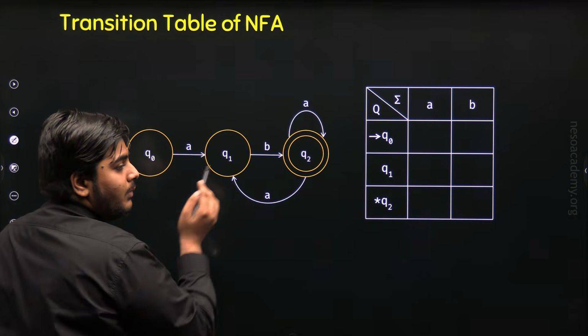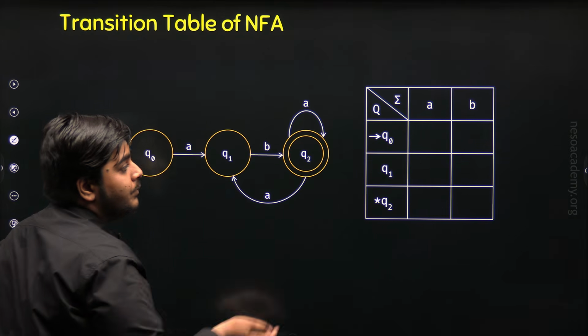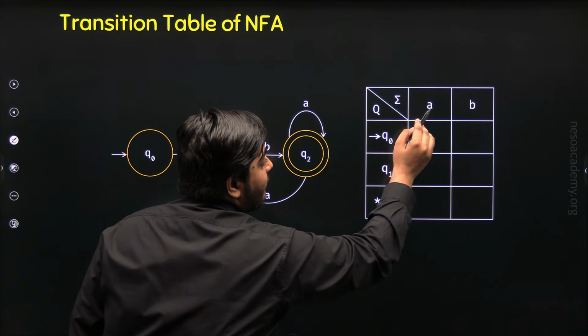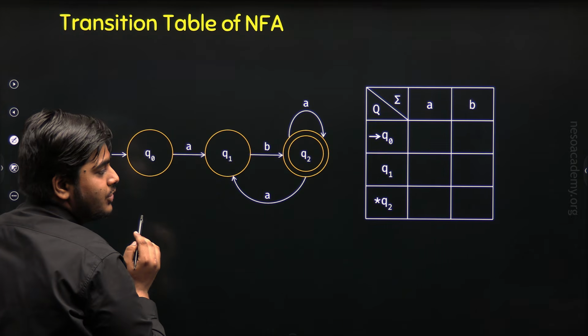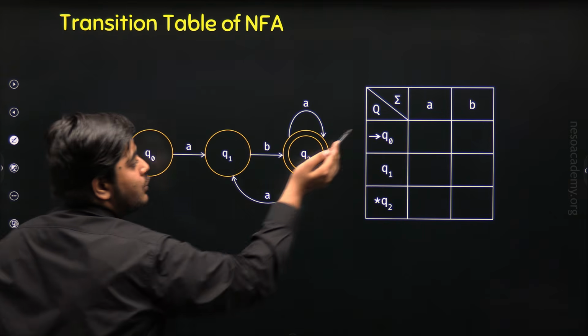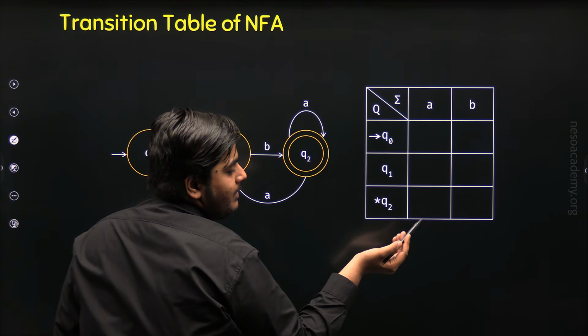Q1 is just a normal intermediate state of an NFA. In the first row, I have input symbols A and B. As we can see, there are only 2 input symbols used in this NFA, A and B. So we have written A and B as our input symbols.